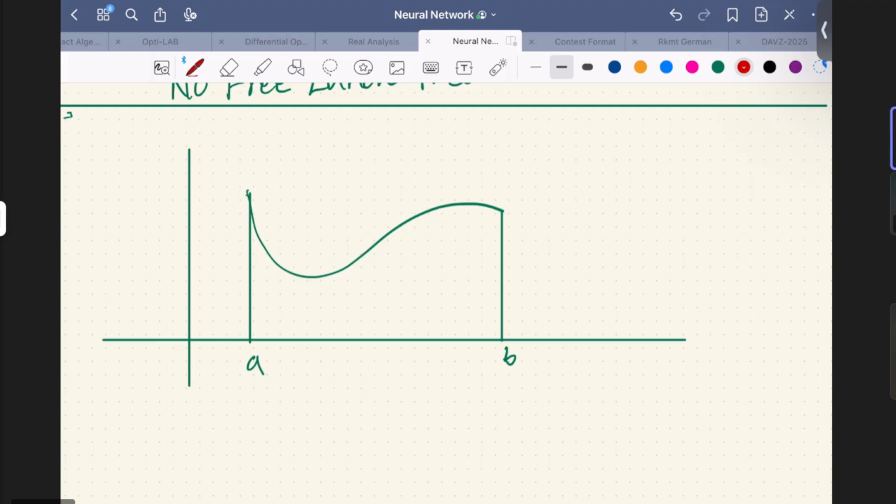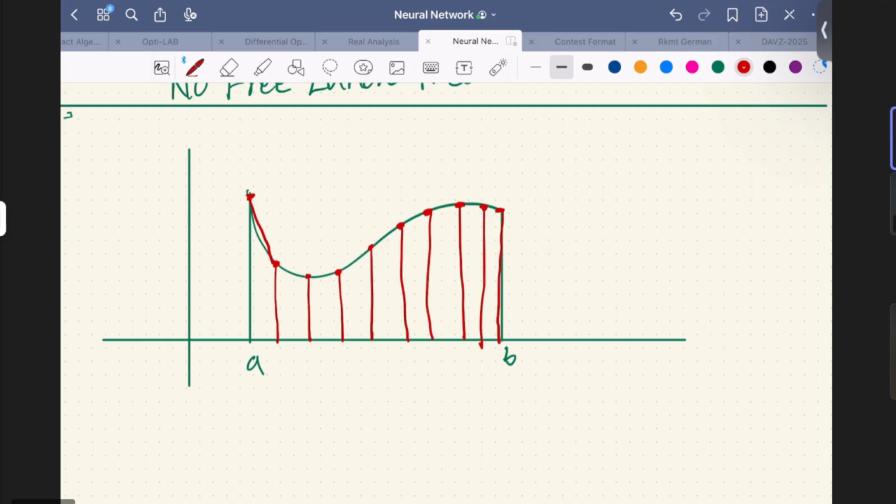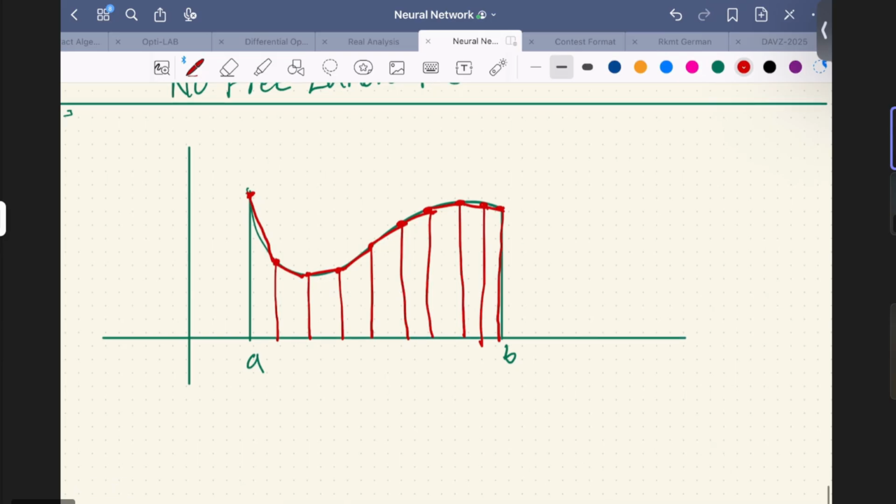If I draw some kind of partitioning of A and B, you know this much better from the Riemann integration. Then, if you know these points and the functional values, the dots I am keeping, then what do you do? You join them with line segments. Then it is almost approximating. It is a piecewise approximation to that curve f, the function f of x.